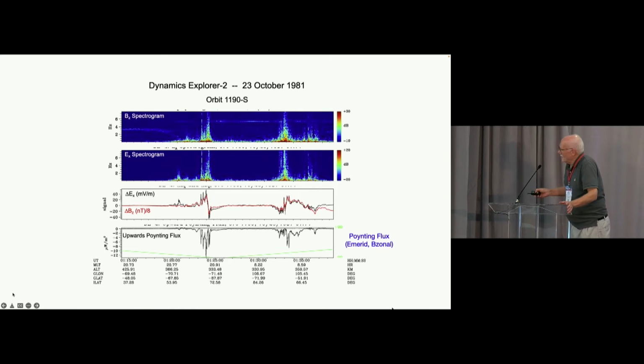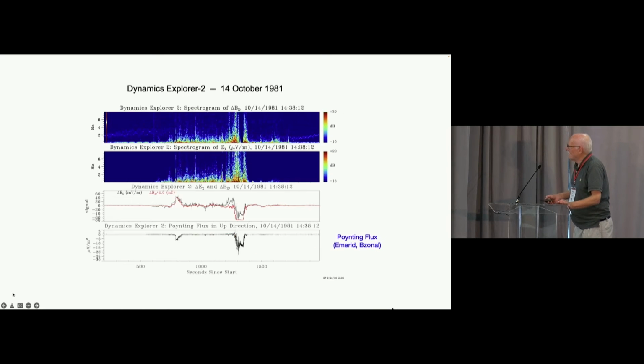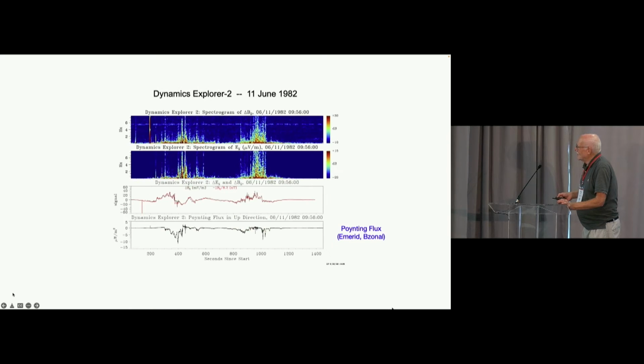I just want to point out, here are the two. You can see how these are correlated so beautifully. And here it's labeled upward Poynting flux, but these are negative, so they're going down. I'll just run through a few examples here. Another example here. You can just line them on top of each other. And again, it's no surprise.